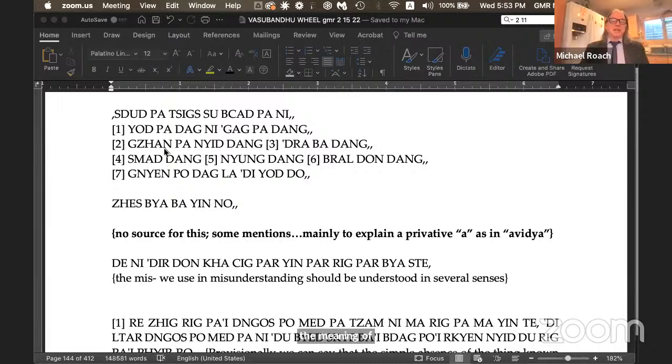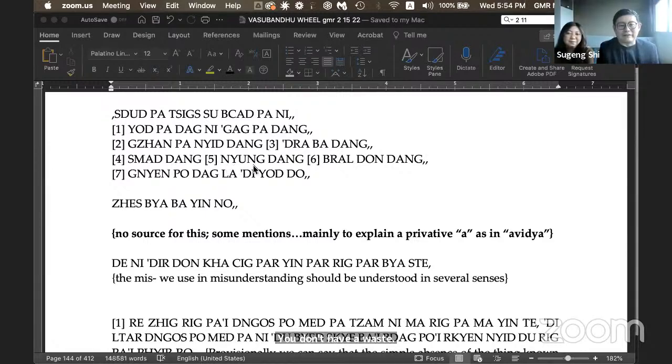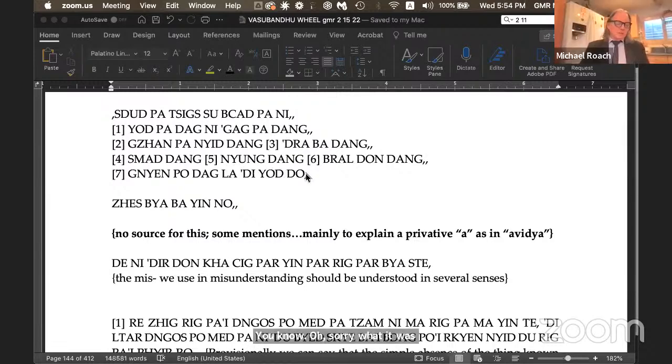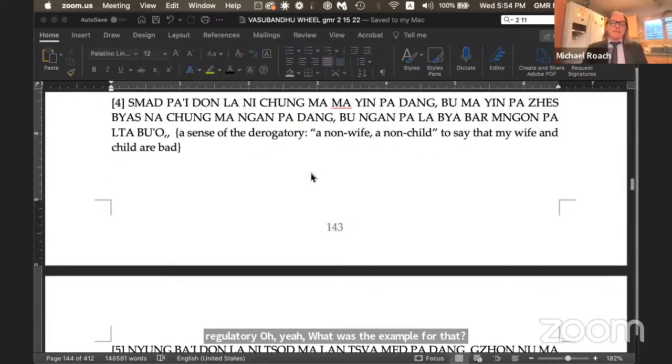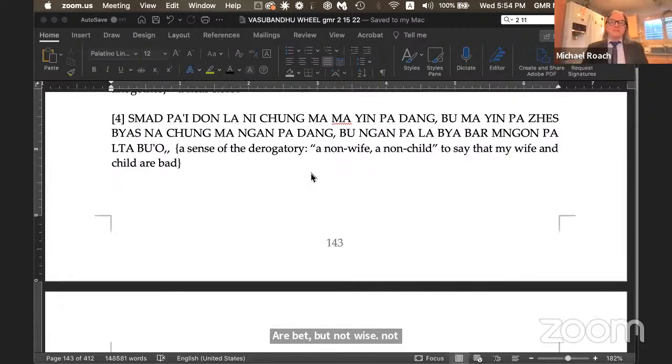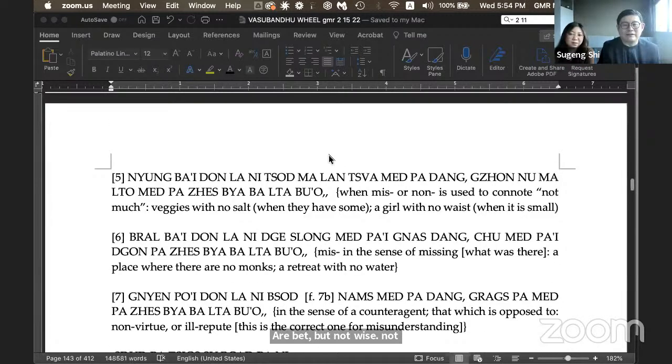The existence is denied, or it's something other, or it's something similar but not the same, or we are trying to insult somebody, like saying you don't have a waist. What was the insult one? Derogatory. What was the example? I forgot. Not wife, not child. Oh, yeah. You are a non-wife. Or you are a non-kid. Big insult.